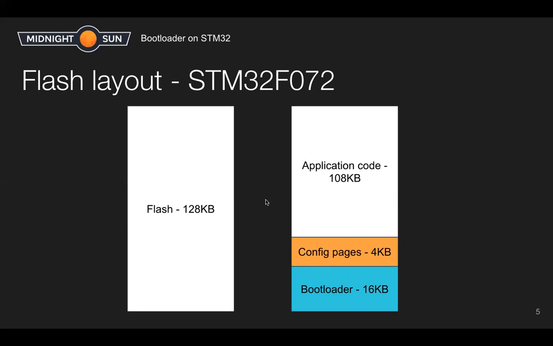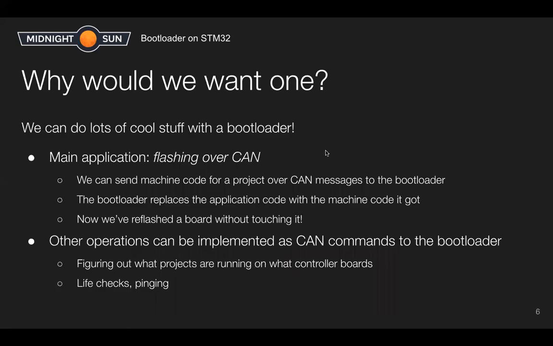All right, so that's some of the low-level details of how it works, but why would we actually want to do this? There's a bunch of cool things that we can do once we have this extra layer in between powering on and getting to the application code. So the main application here is flashing over CAN. What that means is that machine code for a project, once you've compiled everything down, is just a bunch of bytes, and we can send a bunch of bytes over CAN, and the bootloader can receive a bunch of bytes from CAN messages.